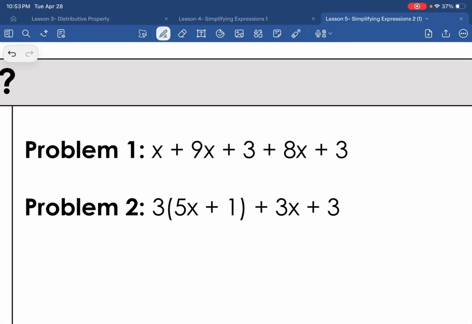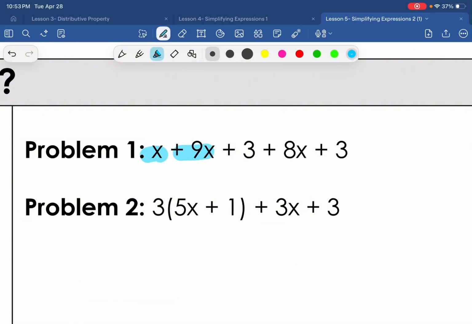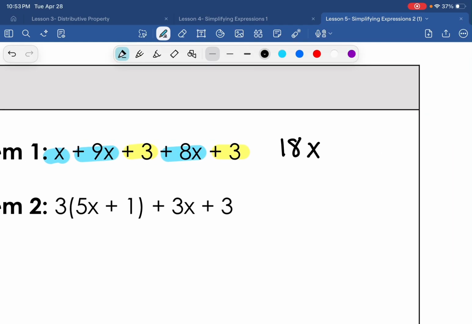So, problem 1, we're going to have to combine some like terms first, right? So we can do x plus 9x, which gives us 10x, plus 8 more, which is going to give us 18x. And then it looks like we can do 3 plus 3, which gives us 6.